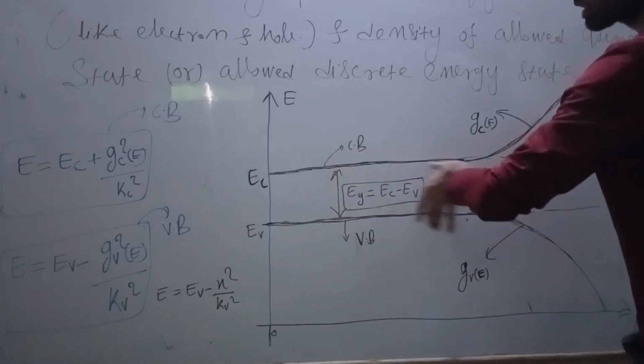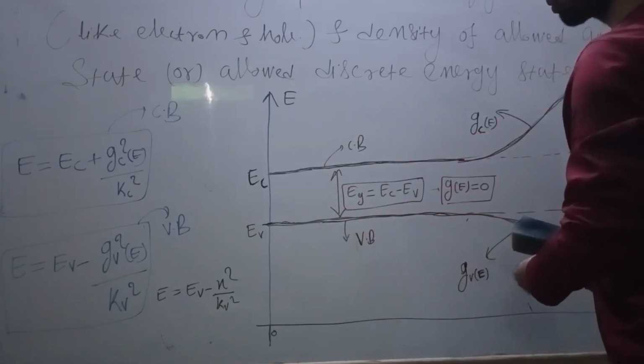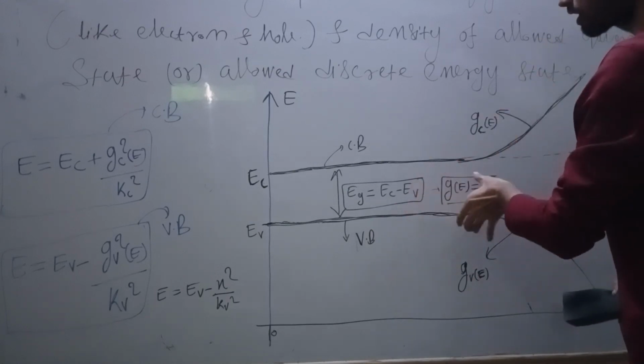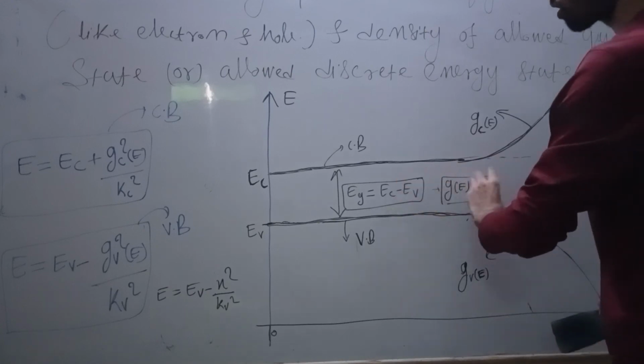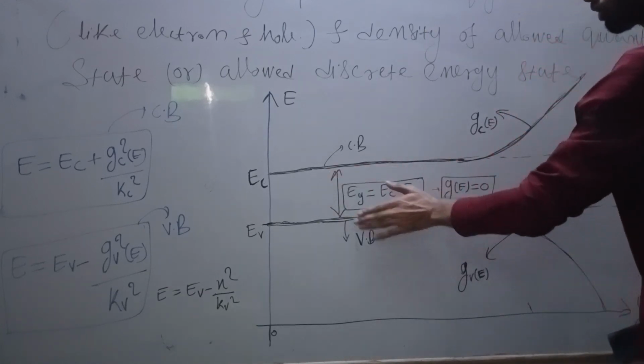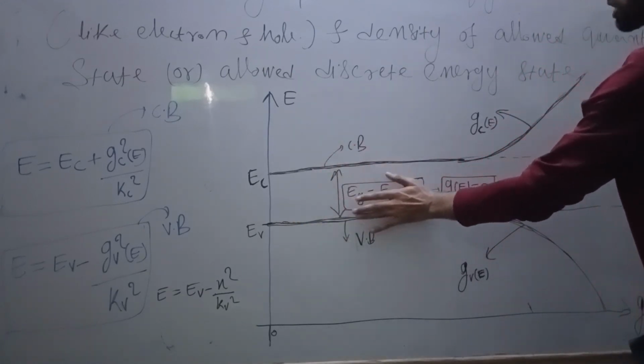So this is the energy band gap, where there does not exist any quantum state. Therefore, the density of state function is 0 within this forbidden energy band.